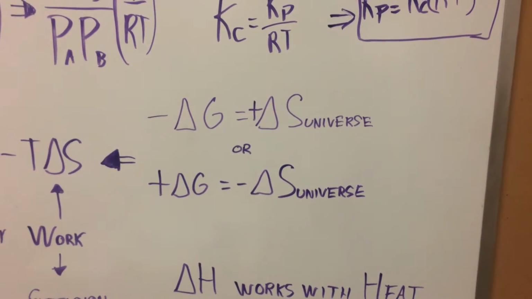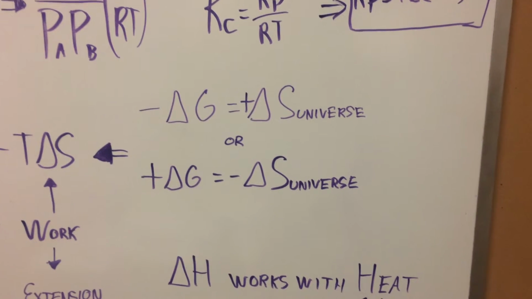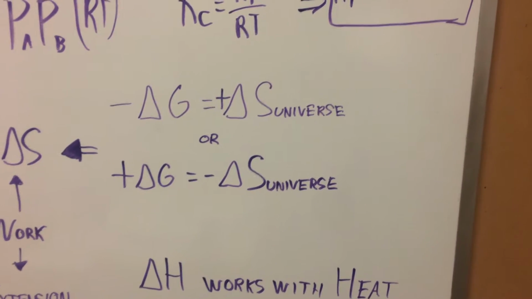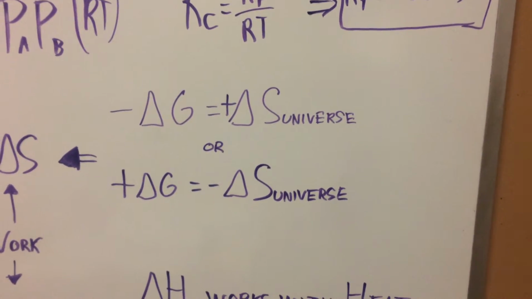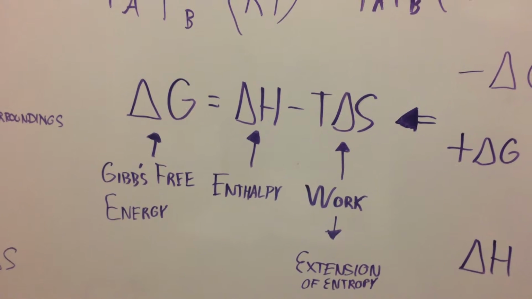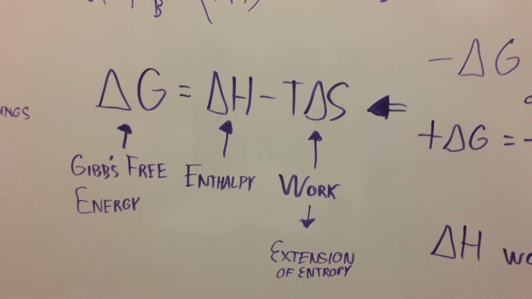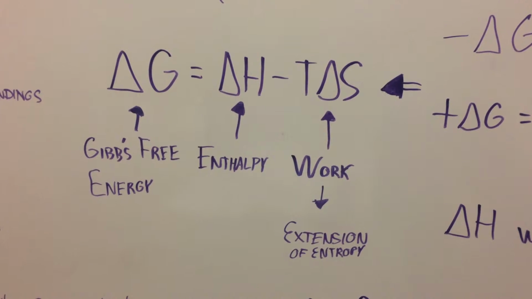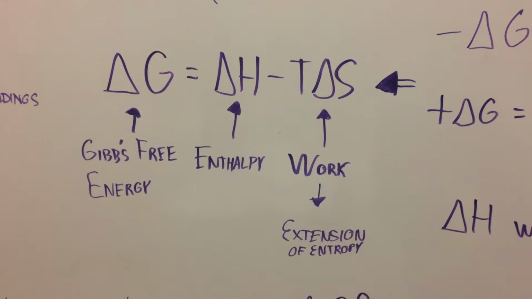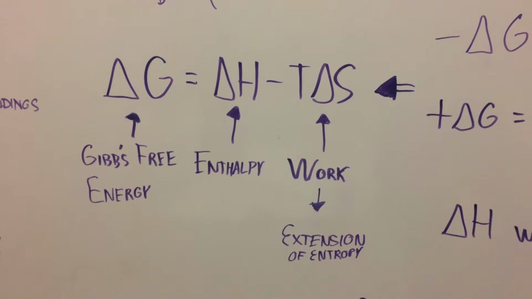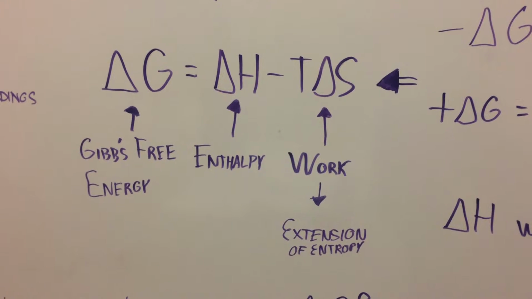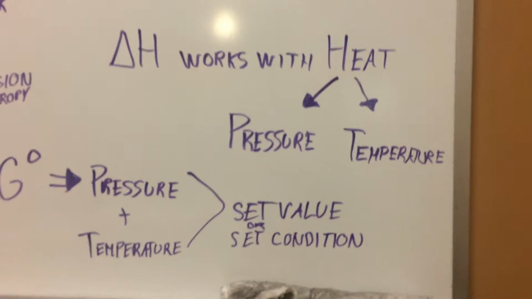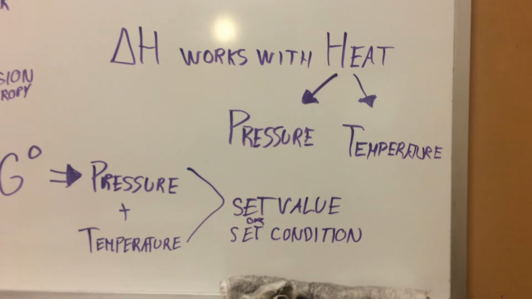Or if it's the opposite, if the universe is losing energy, that means that the Gibbs free energy, or the internal energy, is being gained in the system. A way to look specifically into Gibbs free energy is that Gibbs free energy is equal to enthalpy minus work. Now starting off with work, it is an extension of entropy, and that's the way that energy is dispersed into the system. So of course, if energy is being dispersed into the system, that means that Gibbs free energy is decreasing. Now for enthalpy, enthalpy works with heat, and heat has to do with pressure and temperature.